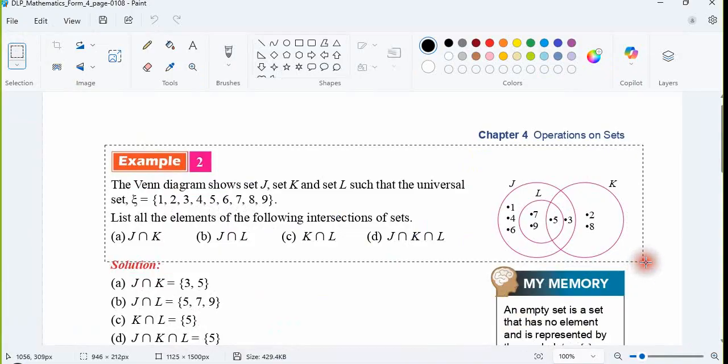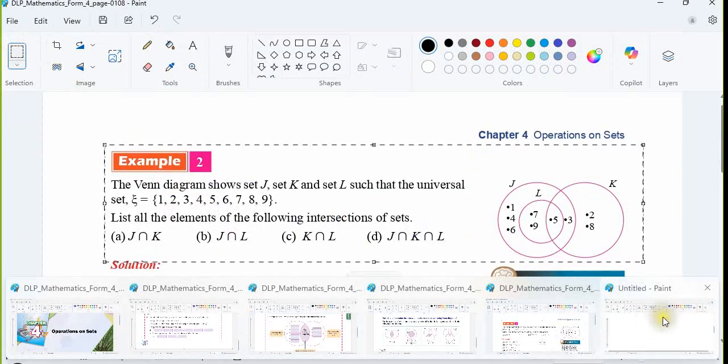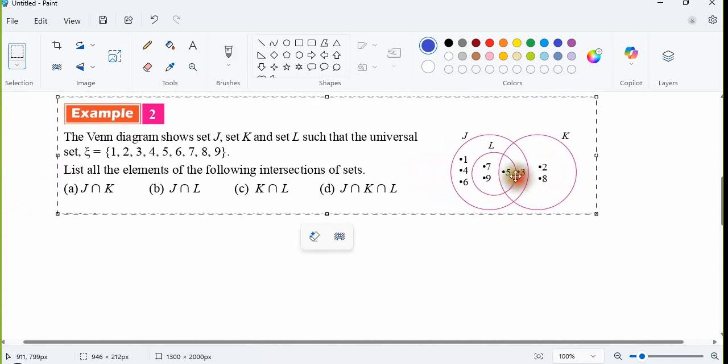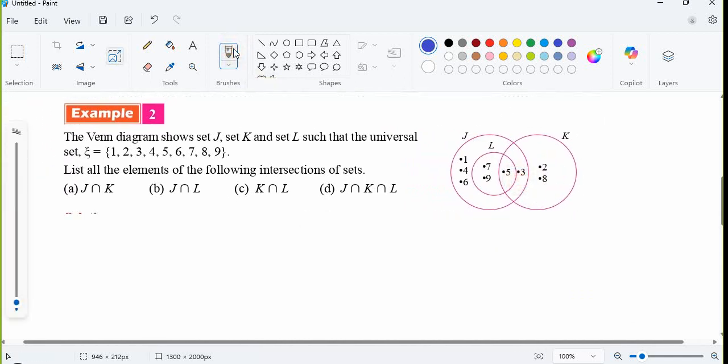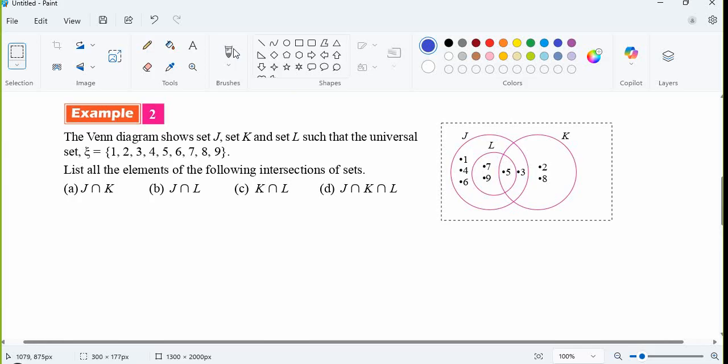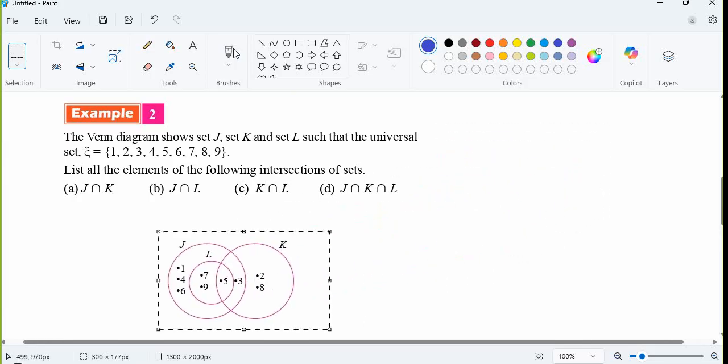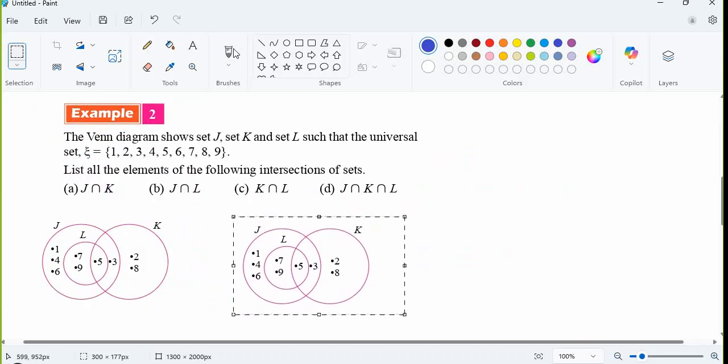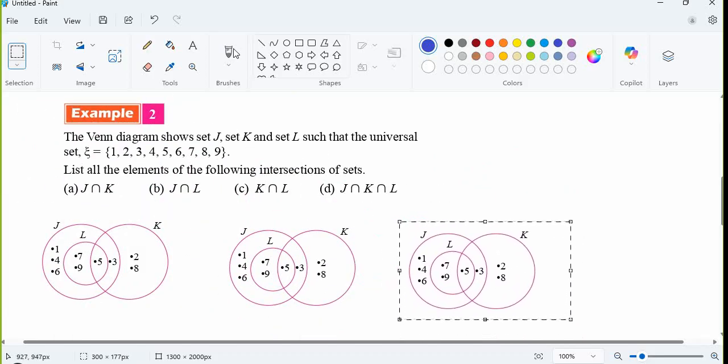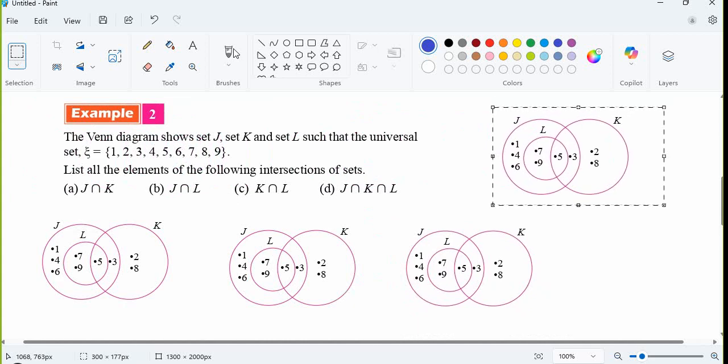So we look at the graph here. The Venn diagram shows sets J, K, and L such that the universal set is 1, 2, 3, 4, 5, 6, 7, 8. List all elements of the following intersections of sets.